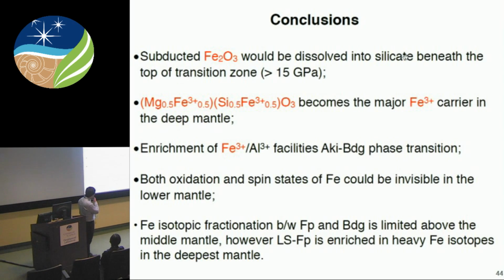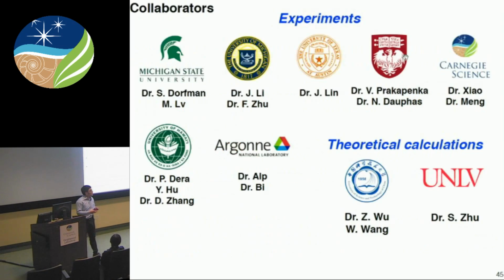And based on our synchrotron measurements on this Fe3+-only bridgmanite, we conclude neither oxidation state nor spin state is important to cause observable geophysical anomalies. And the last conclusion is, due to the spin transition, heavy iron isotope should concentrate in the lower mantle ferropericlase.